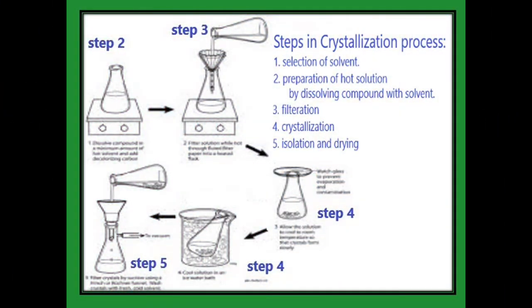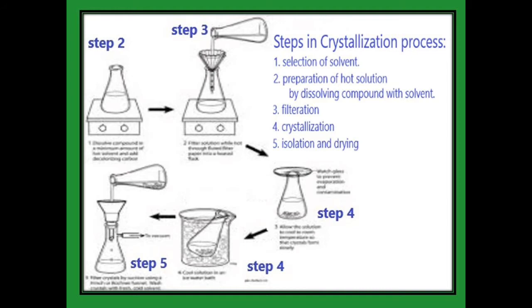Next method is the crystallization process. In that process we have 5 steps. First of all, we have to choose the solvent, which is used to dissolve the organic substance. Organic substance is a covalent compound, so only a covalent solvent is used. So we have to choose the solvent first.